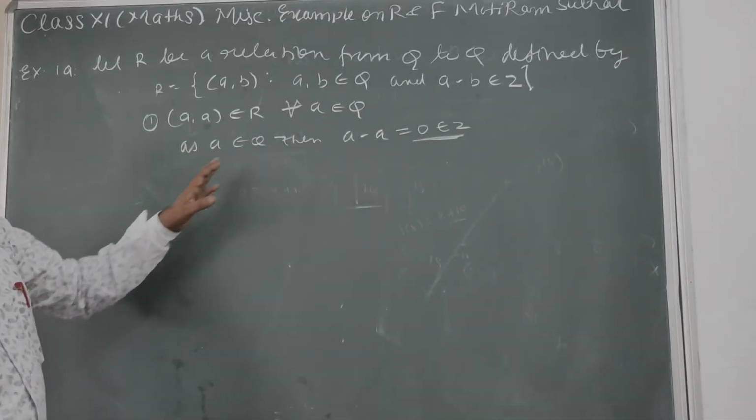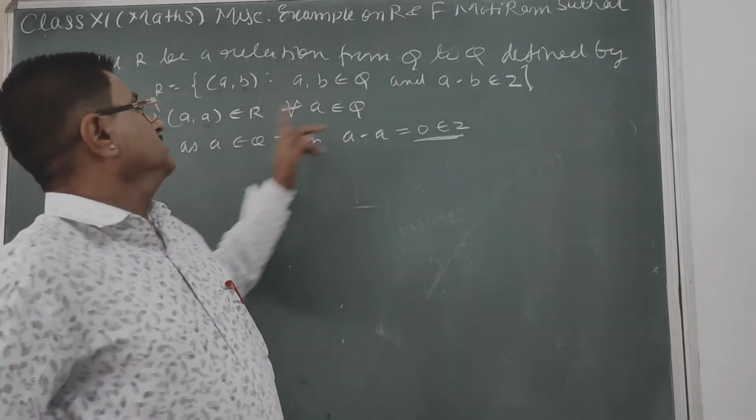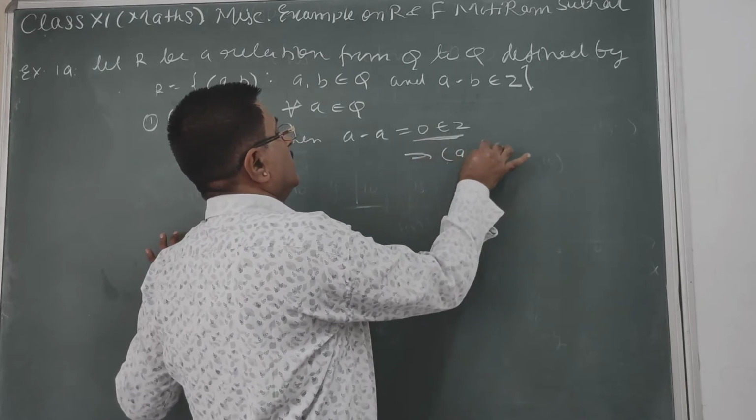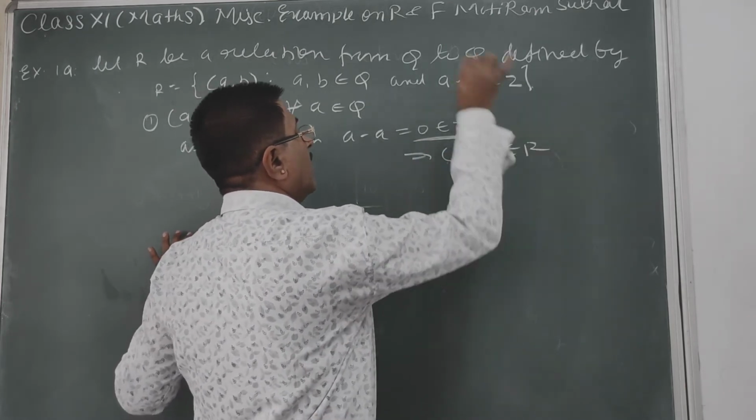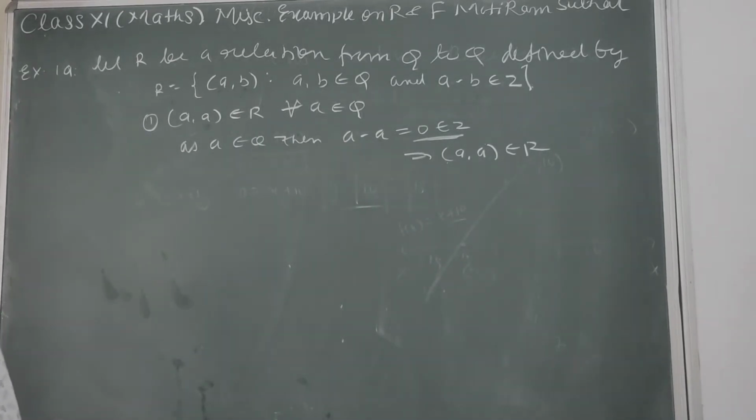So what we get? This follows the rule. It means, therefore, A, A also belongs to R. Here R means the relation. So this also belongs to the given relation. Now second part, see.